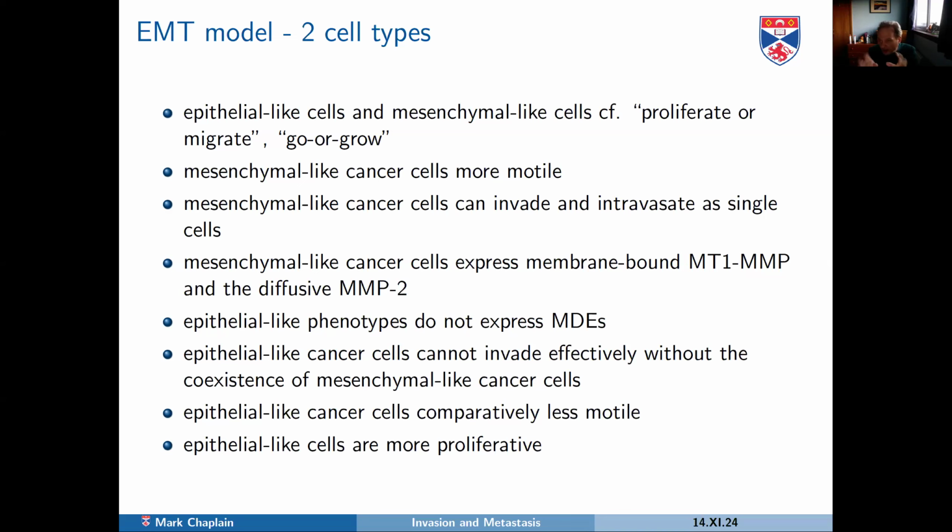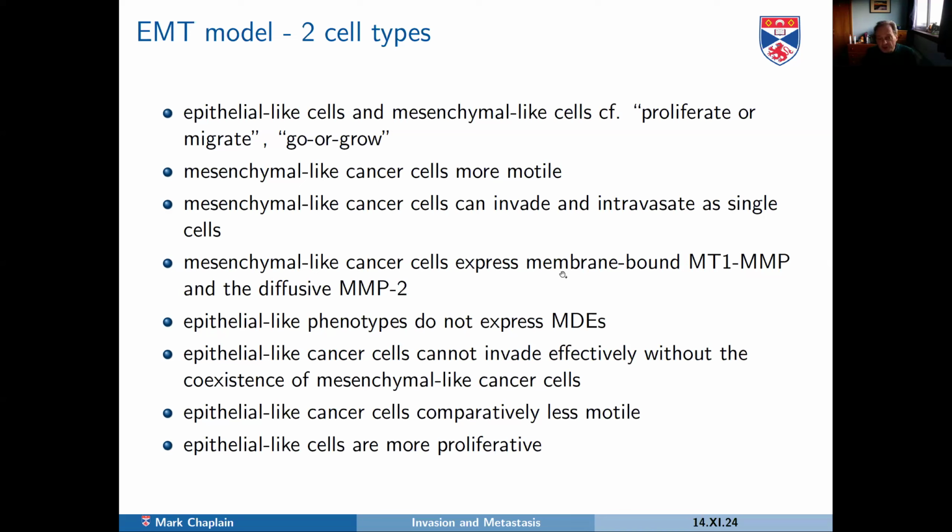They don't need other cells around them. And they can also intravasate. So that's the process of getting into a blood vessel, which is connected with angiogenesis, if there's angiogenesis involved. But if an invading cell encounters a blood vessel, then the mesenchymal cells can degrade the blood vessel outside and drill a little hole essentially, and then intravasate and get inside. That's the technical term for getting inside.